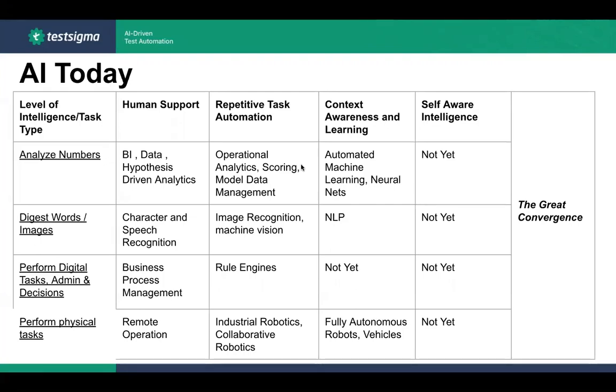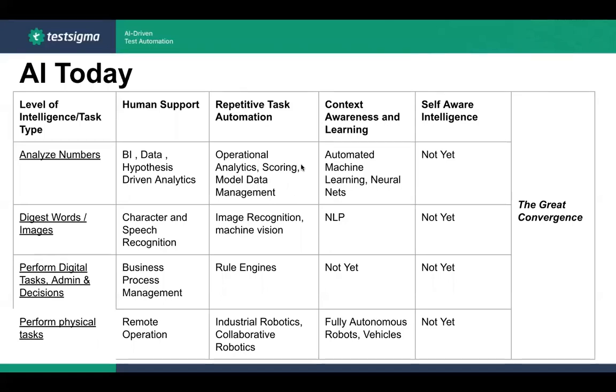And in terms of context awareness, we're using neural nets as well as automated machine learning right now. So that was analyzing numbers. The next one is digesting words or images. At Testsigma, we are digesting words. We have created NLPs, a set of instructions wherein automation test engineers can create tests directly without even knowing how to write a test case. You don't need to know scripting languages, you don't need to know much, but you'll be able to write a test case directly.